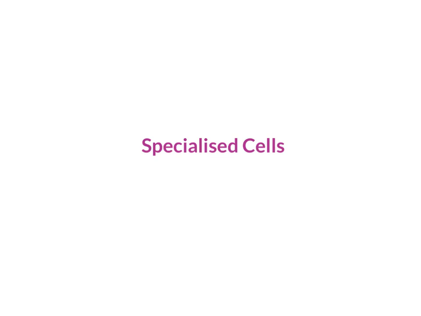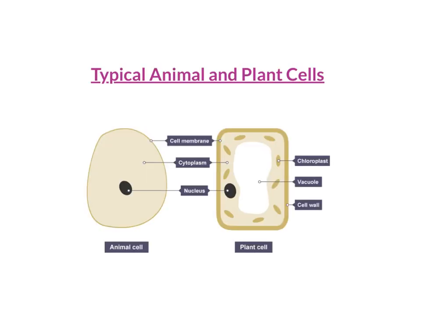We're going to take a look today at specialised cells, and you should have your booklet open at page 9. Last week we spent a bit of time looking at typical animal and plant cells. You can see an example of a diagram here on the screen. And the cells that we learned were just typical animal and plant cells.